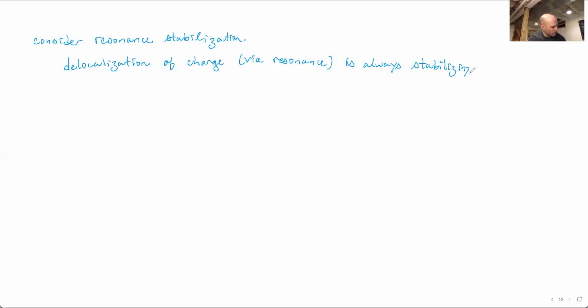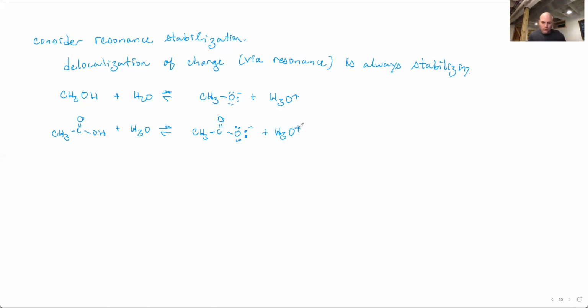A good comparison is methanol versus acetic acid. If I put these in water, there will be some degree of dissociation. Methanol forms methoxide, and then acetic acid is going to be in equilibrium with acetate. And so the pKa of methanol is about 15, and the pKa of acetic acid is about 4.76.